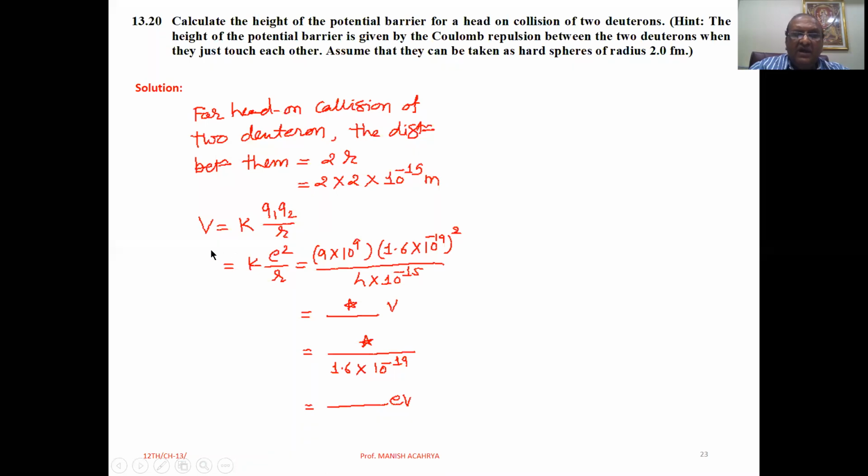Clear? Okay. Now the potential barrier is K Q1 Q2 upon R, so K e^2 upon R. That is K = 9 × 10^9, times e^2, that is (1.6 × 10^-19) whole square, upon R, that is 4 × 10^-15. Solve this one. You will get this much volt. Divide it by 1.6 × 10^-19, so the potential barrier will be this much electron volt. Clear to all of you?